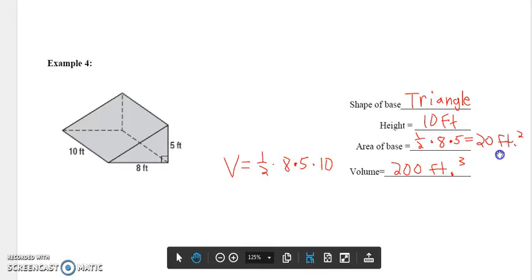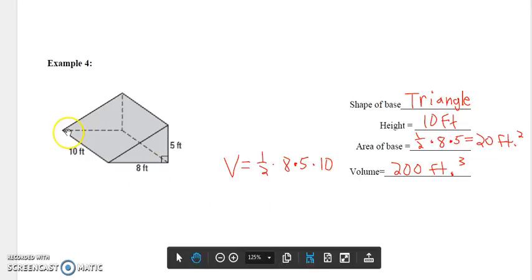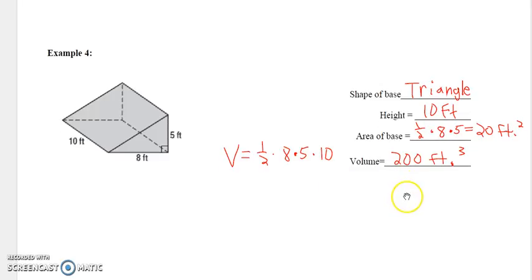Now that I have the area of the base, which is capital B in the prism formula, I have to do this area of the base times the height of the prism. The height of the prism is this distance between the two triangles, which is 10. So what's the volume of the whole thing? 200 cubic feet. The volume of a prism is capital B, area of the base, times the height. Don't confuse that with the area of a triangle, which is lowercase b.